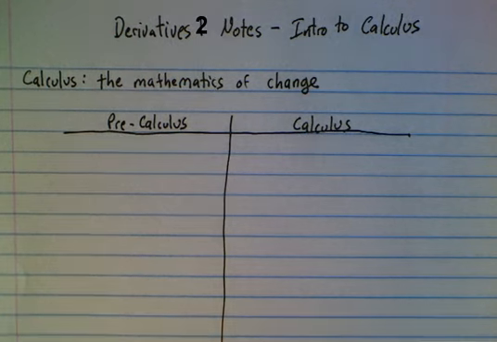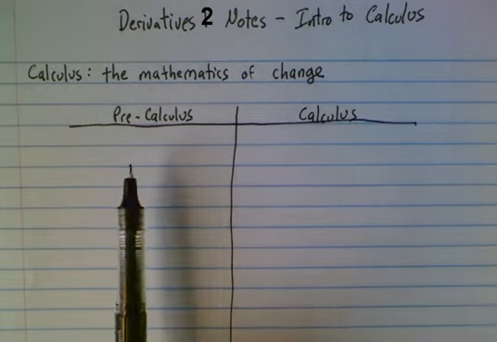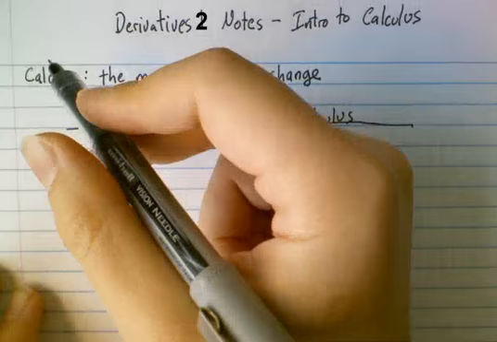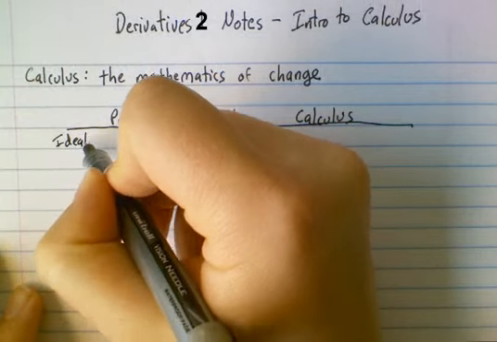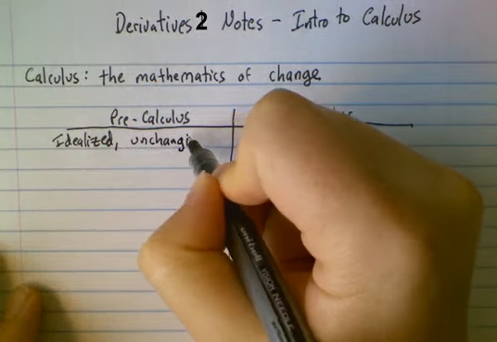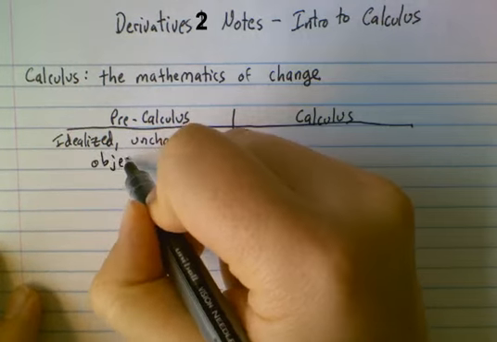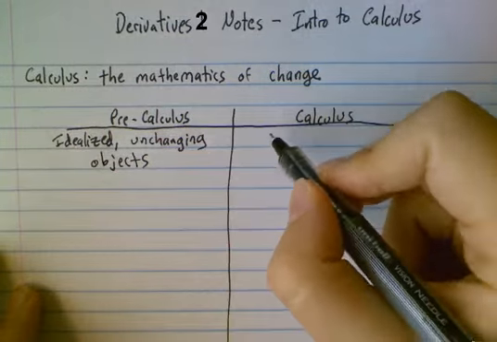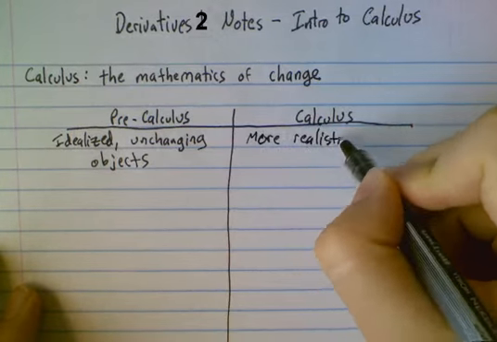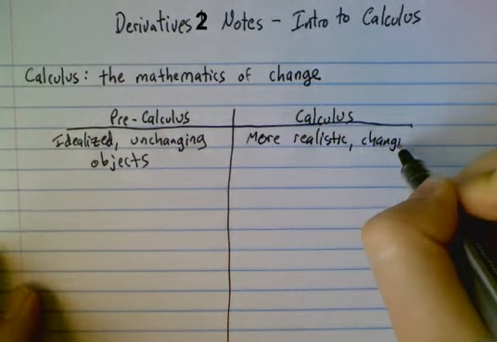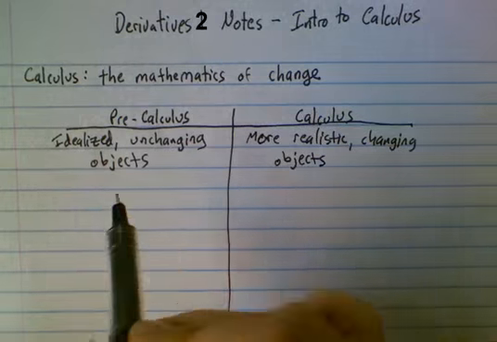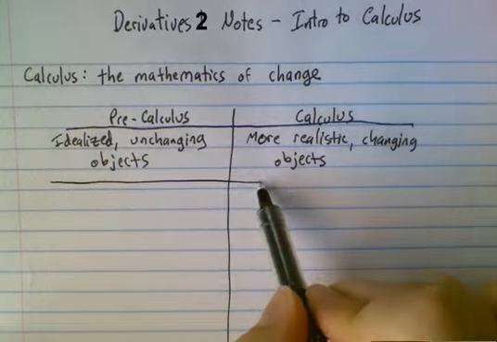And we're going to start off by doing a little table showing precalculus versus calculus, how they're similar and how they're different. So precalculus, these are idealized, unchanging objects. Whereas calculus deals with more realistic, changing objects. And objects here can mean anything. It can be a concept, it can be a shape, anything.